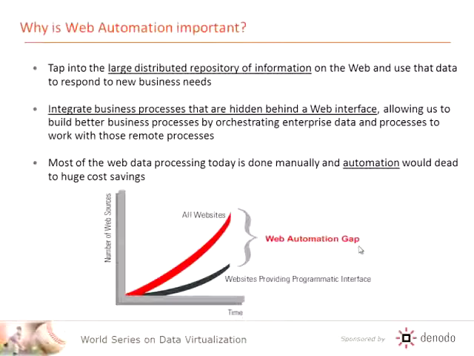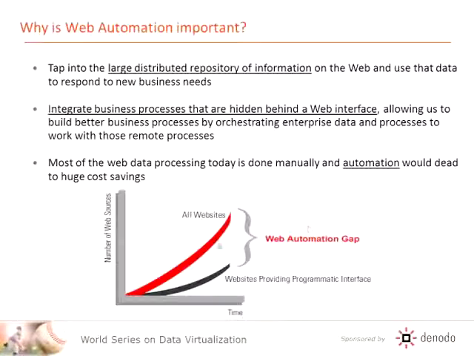There are three primary reasons why organizations should consider web data automation. One, the large distributed repository of information on the web is a potent source of market and competitive intelligence and boosts the company's ability to respond to new business needs. Second, this capability will allow companies to integrate business processes that are hidden behind a web interface that can be coordinated to function along with enterprise business processes. And finally, automating web data processing will reduce the amount of manual effort and lead to huge cost savings.